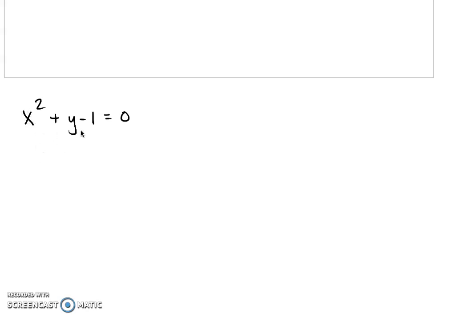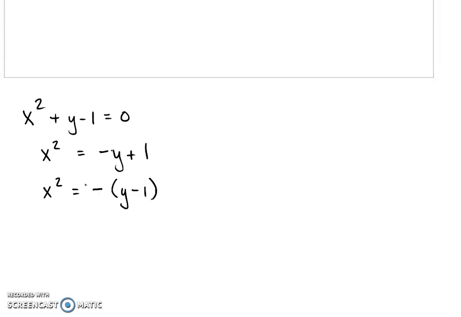So, we need to subtract the y and add the 1. So we end up with x squared equals negative y plus 1. Now remember, we need to have a y plus 1 in parentheses. So we have x squared equals, factor out the negative. And that leaves us with y minus 1.